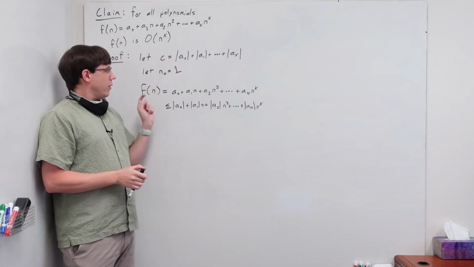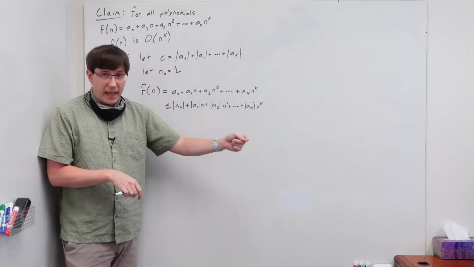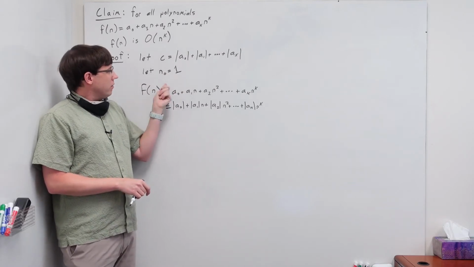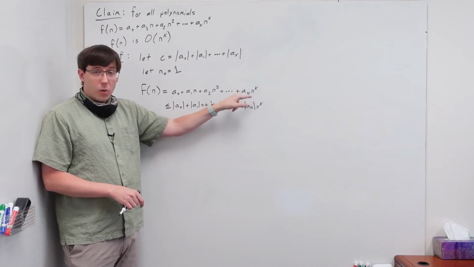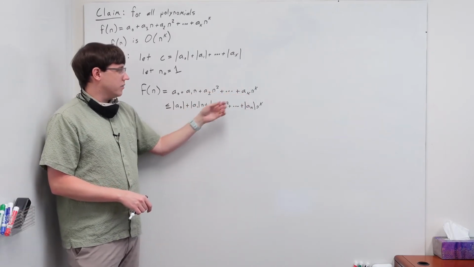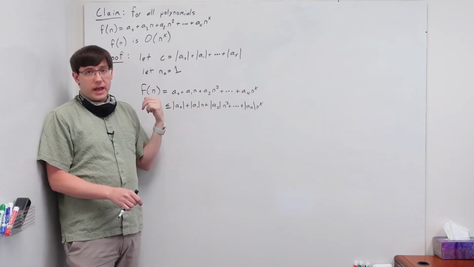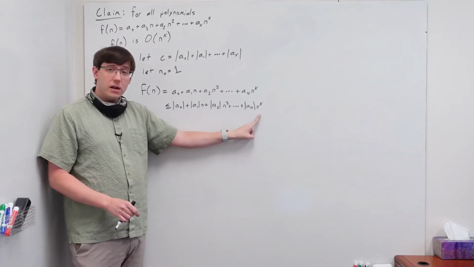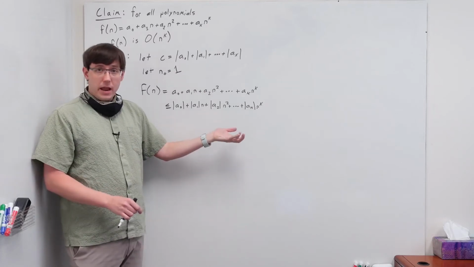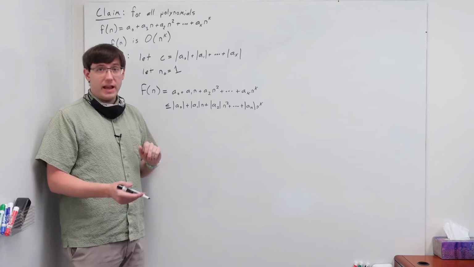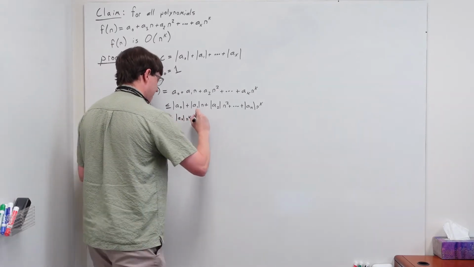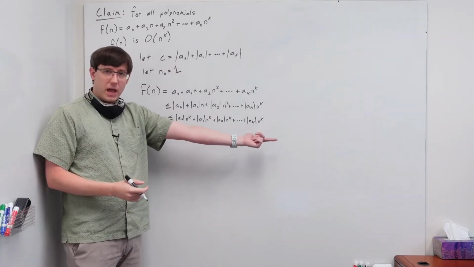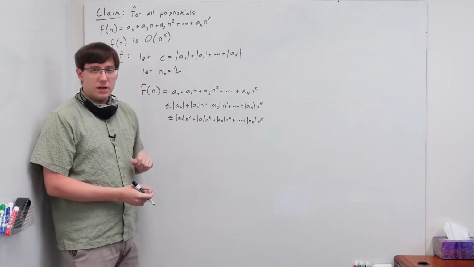And since we know that we are only thinking about values of n that are greater than or equal to n0, we know that n to the k is always going to be at least as large as n to any power smaller than k. And so we could replace all of our powers of n by n to the k, and that could again only make the output larger. But this, if we factor out n to the k, is just our constant times n to the k.